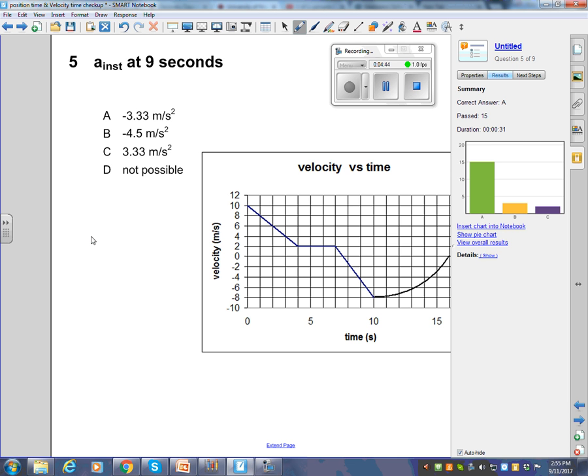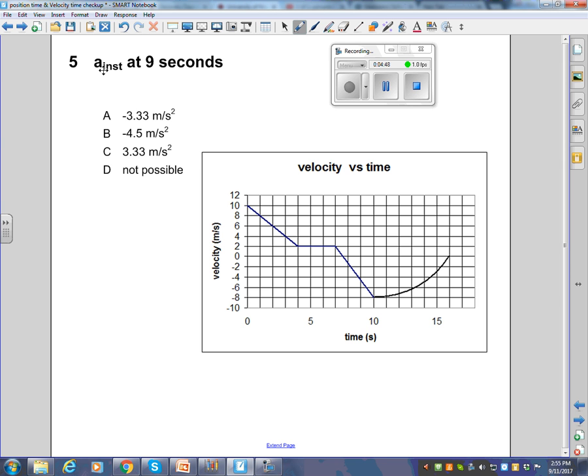No? Okay, A at 9 seconds. So we're talking about slope at 9 seconds, 5, 6, 7, 8, 9. So we're talking that straight line right there. So you're simply finding the slope, which is down 1, 2, 3, 4, 5, but each one is 2, right? So it's going to be minus 10 over 3, which is minus 3.3. C. No. I mean A.